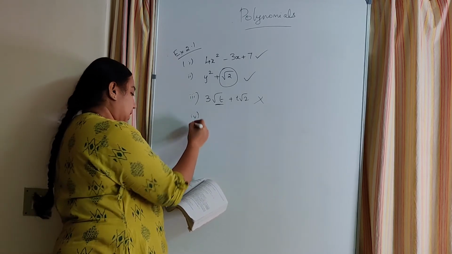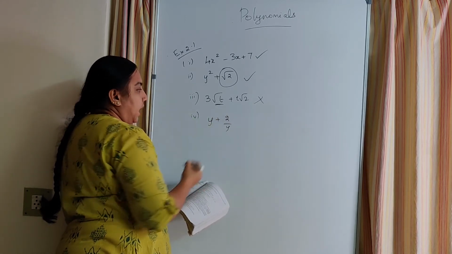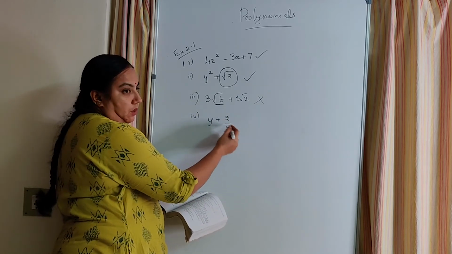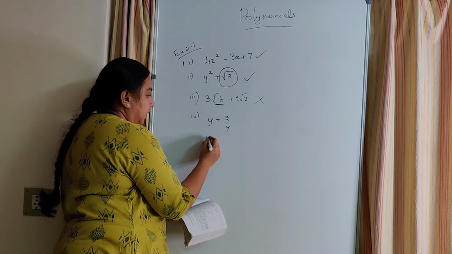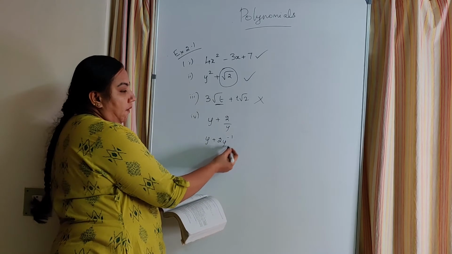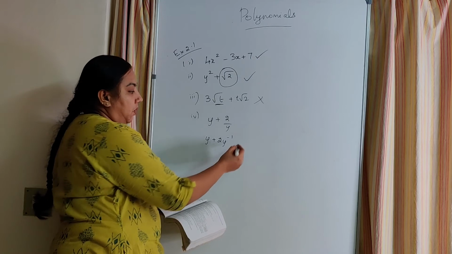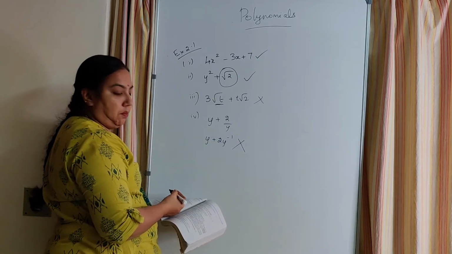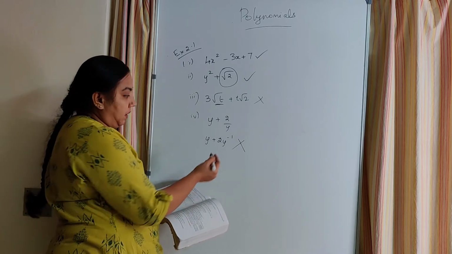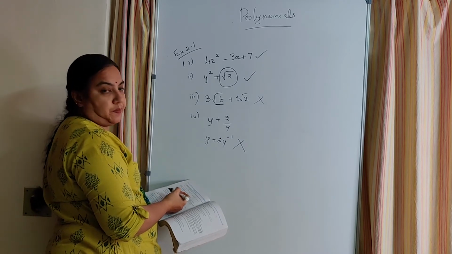Then the fourth question, y plus 2 by y. Again, you might think this is a constant term, but when I bring the y to the numerator, I write this as 2y power minus 1. I told you whenever the degree of a polynomial is a negative number, it is no more a polynomial. So this is also not a polynomial. They are asking to explain, so please write down the statement: the degree of the polynomial is a negative number, so it's not a polynomial. You have to specify it.